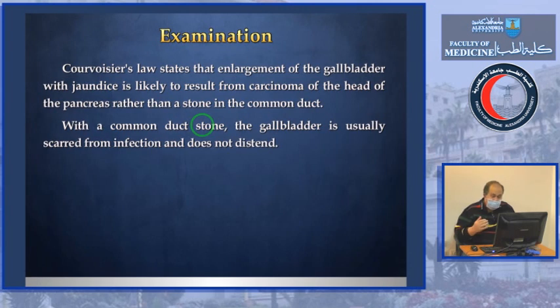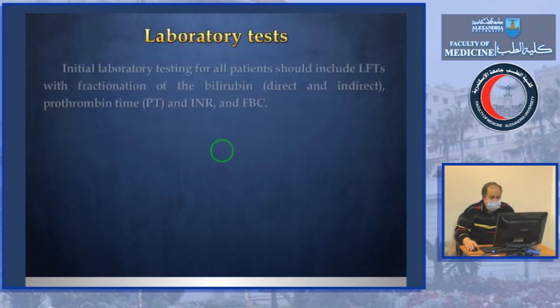On the contrary, if you have a patient with a stone in the common bile duct, this leads to secondary cholangitis, scarring and contracture of the gallbladder. So pain without palpable gallbladder means probably a stone in the common bile duct. So Courvoisier law is a very important issue.